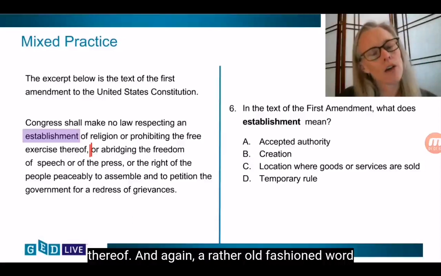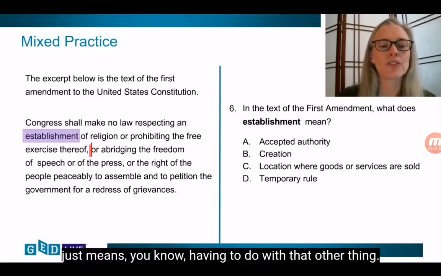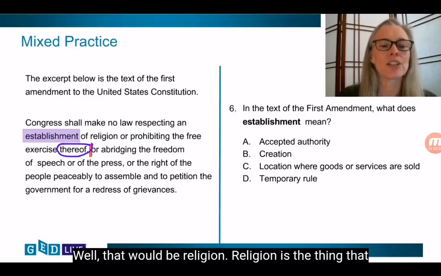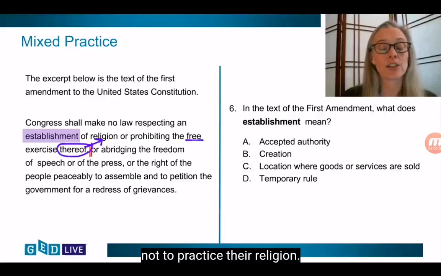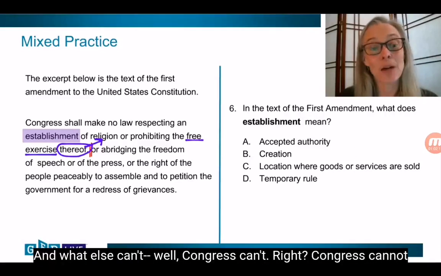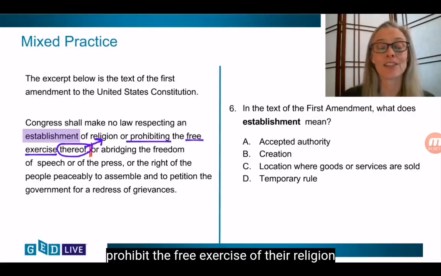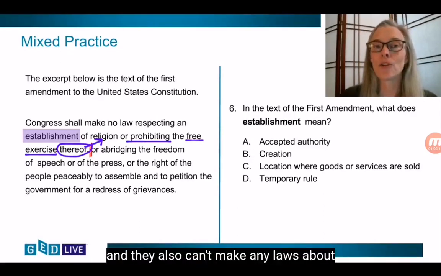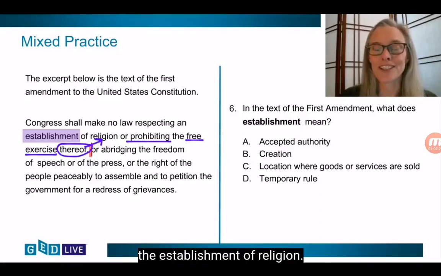And again, a rather old-fashioned word that we tend not to use very much these days, but thereof just means having to do with that other thing. Well, that would be religion. Religion is the thing that we're talking about here, right? So you can't tell people not to practice their religion. And what else can't? Well, Congress can't, right? Congress cannot tell people not to practice their religion. They can't prohibit the free exercise of their religion. And they also can't make any laws about the establishment of religion.